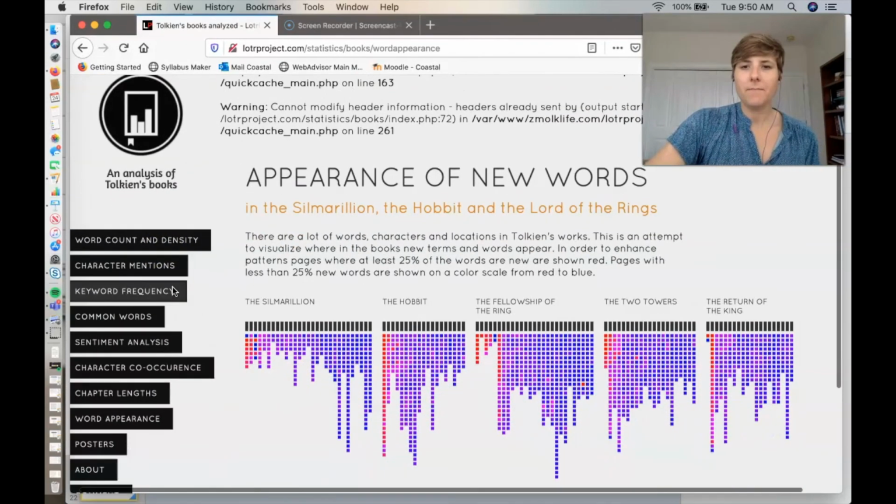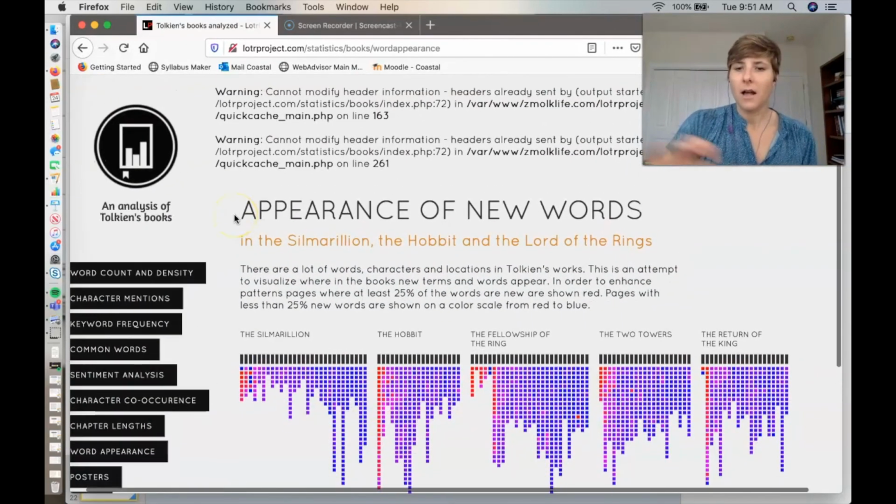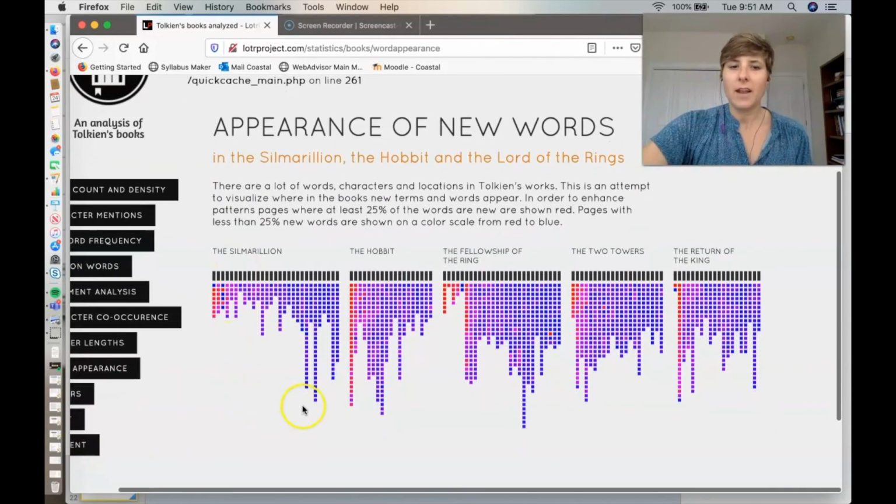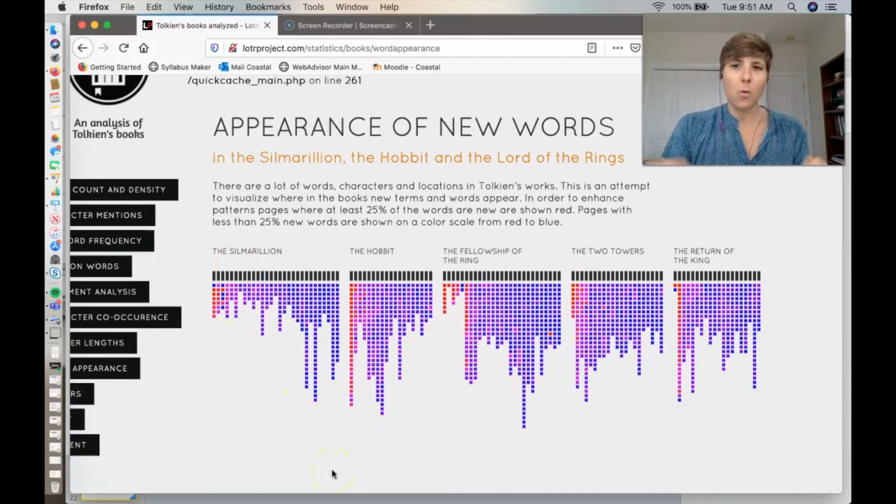All right, and then finally, the appearance of new words graph. I'm pointing it out here because this is actually a really good one that helps us think about, when we look at our data, what's actually significant about it in our graphs, right? The appearance of new words is graphing the percentage of new words on any given page in a text, right? And this is new words to the book itself. As it says at the top, if 25% or more new words on a page are there, then the block is red. And if it's less than that, then there are shades from pink to blue, right? And purply in the middle.